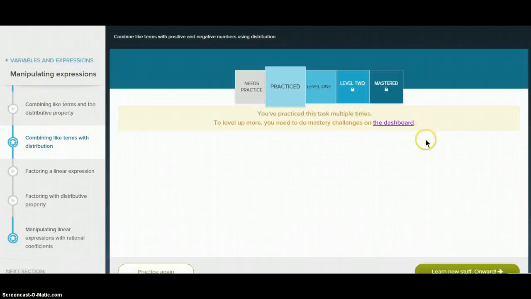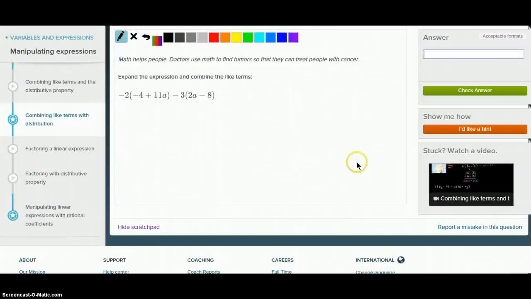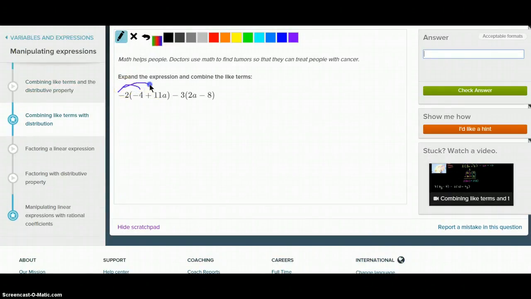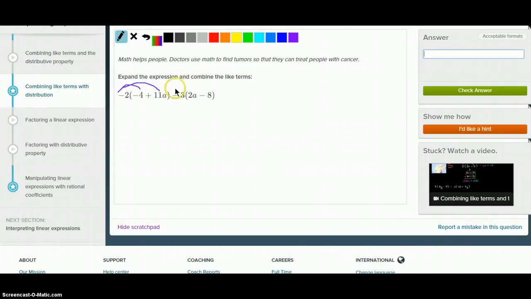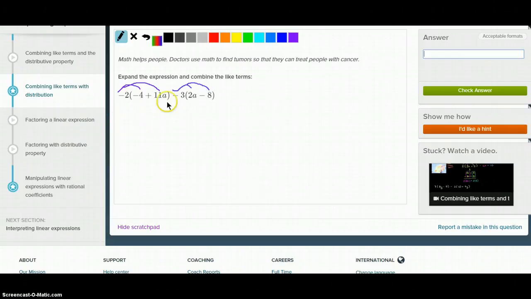Okay, let's do another one. Alright, so we're going to distribute this negative 2 into both of these terms, and we're going to distribute this negative 3 into both of these terms. And what you got to always be careful for is the signs. The negatives, positives, you got to be careful of those.